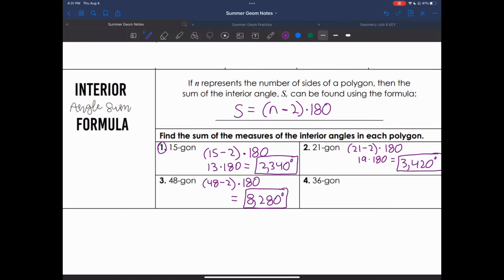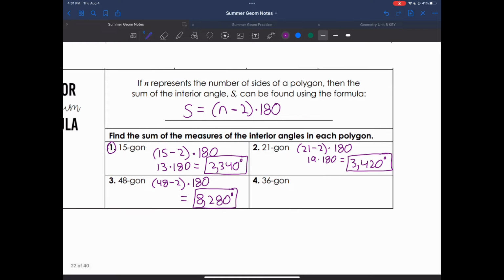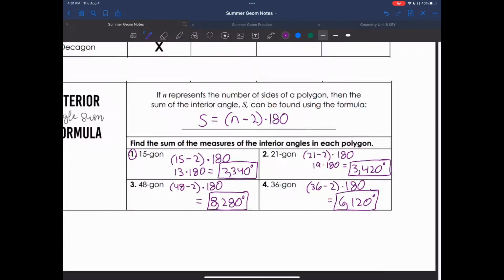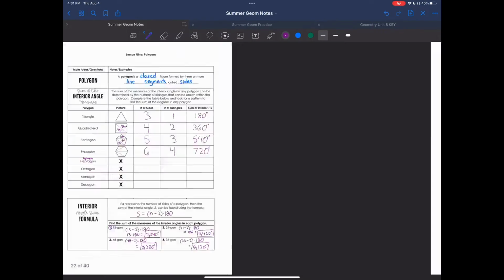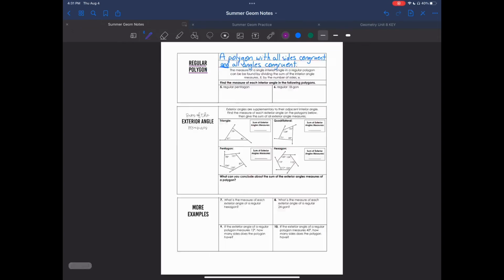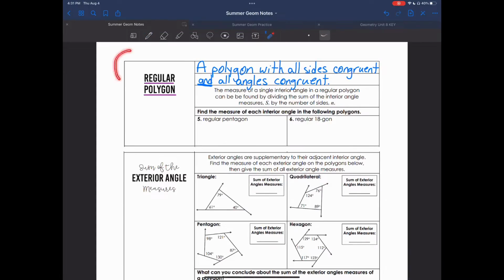Okay, and last one, hopefully you've done all of this by now and you're just checking your work. We are going to do 36 minus 2 times 180, which will give us a grand total of 6,120 degrees. Okay, so that's how you use that formula. Not too bad. Let's look at another part of this. Let's look at just this part. This kind of goes along with the other page. And if you want to pause after this and go try some of the practice problems, that's a good idea to kind of break this up.